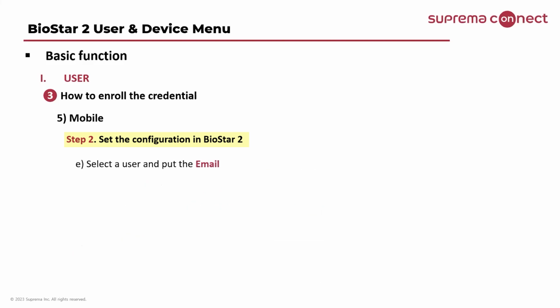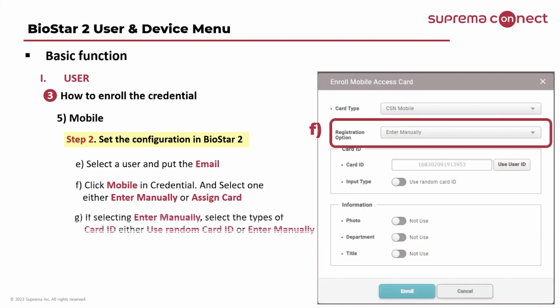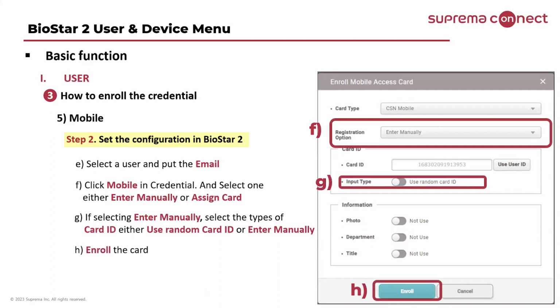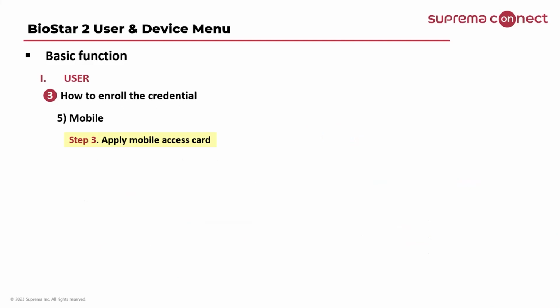and put the email, and click mobile icon in the credential, and select one either enter manually or assign card. At this time, if selecting enter manually, you need to select the types of card ID, either user random card ID or enter manually. And lastly, enroll the card. And plus, please note that you can also use user ID as a card ID by clicking the Use User ID.